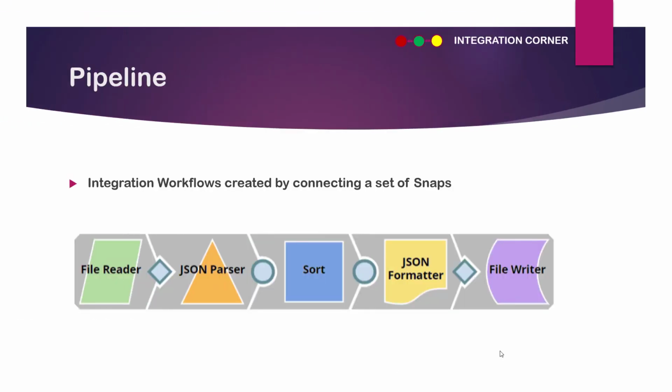Next, a pipeline. As I mentioned, a pipeline is an integration workflow created by connecting a set of snaps. In the sample pipeline shown here, this is basically a pipeline to read a JSON file, parse it, do a sort on that, transform it back to JSON, and then write it to a file. This is as simple as it gets.